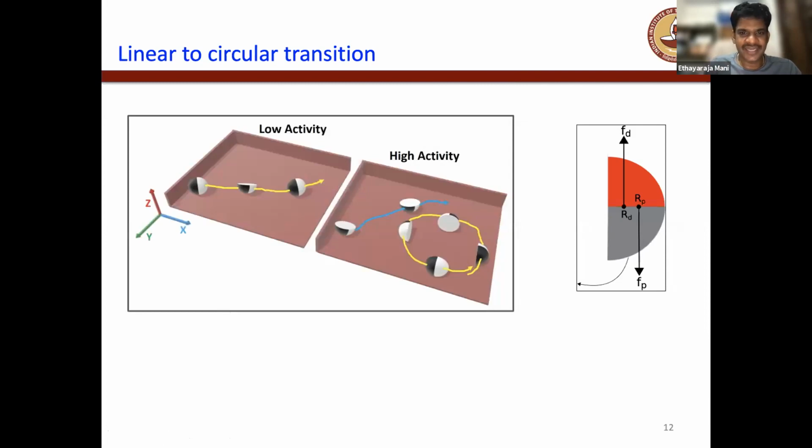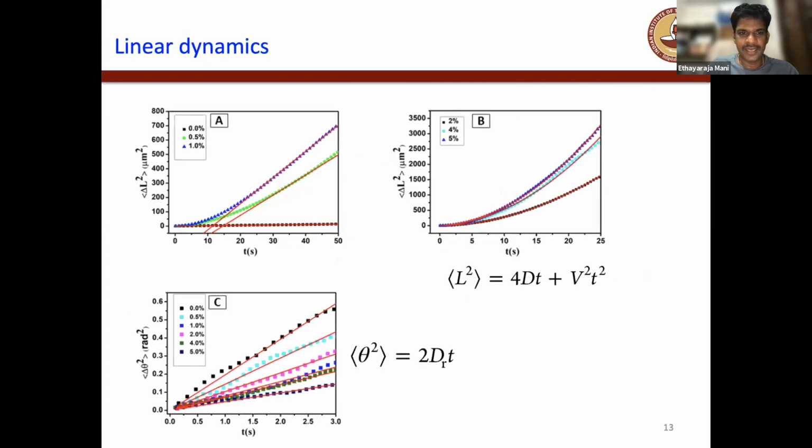So again, there is an explanation why this linear motion versus circular motion happens, depending upon the orientation of the particle on the substrate. Maybe in view of time, I will skip that mechanism. I can discuss that maybe during Q&A.